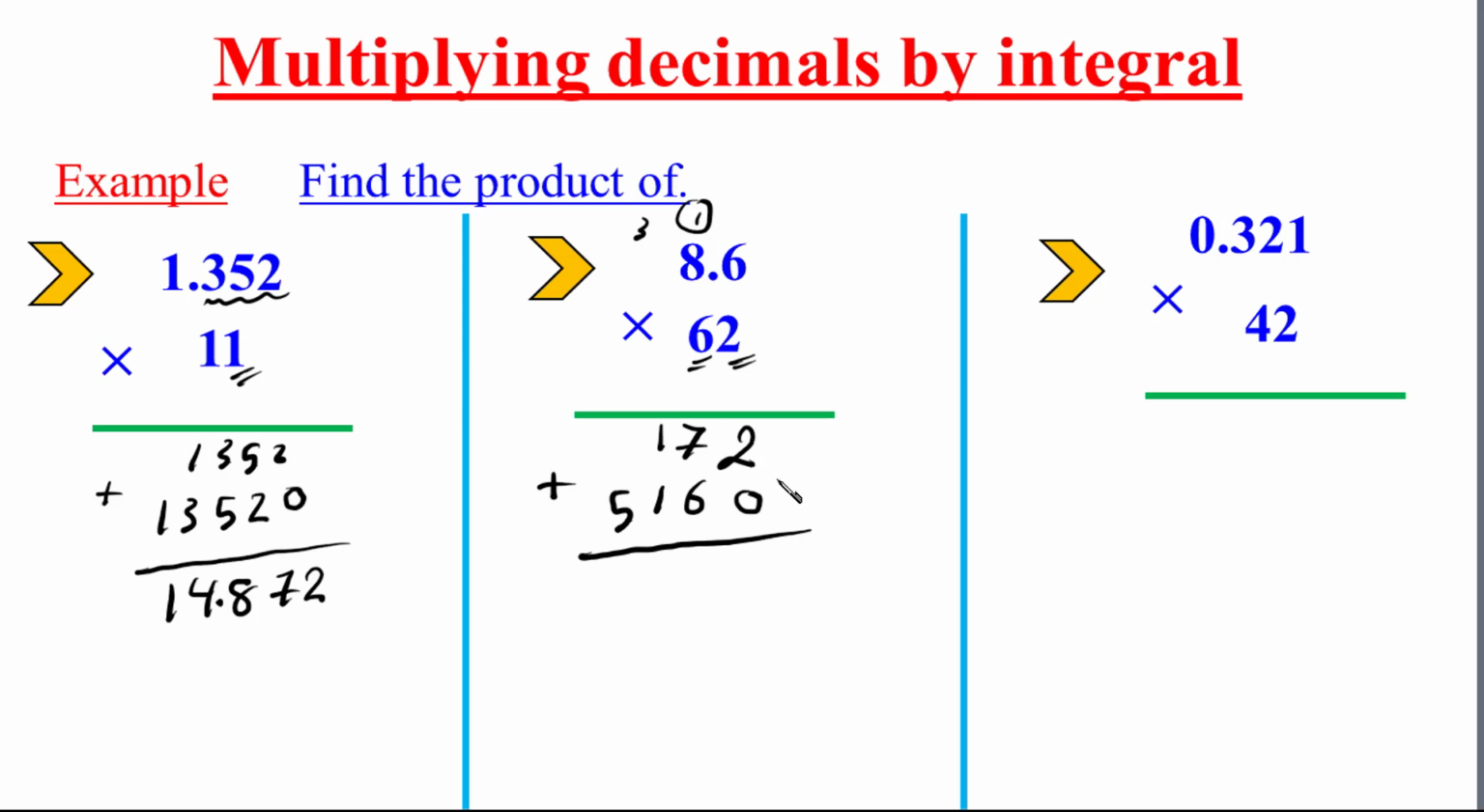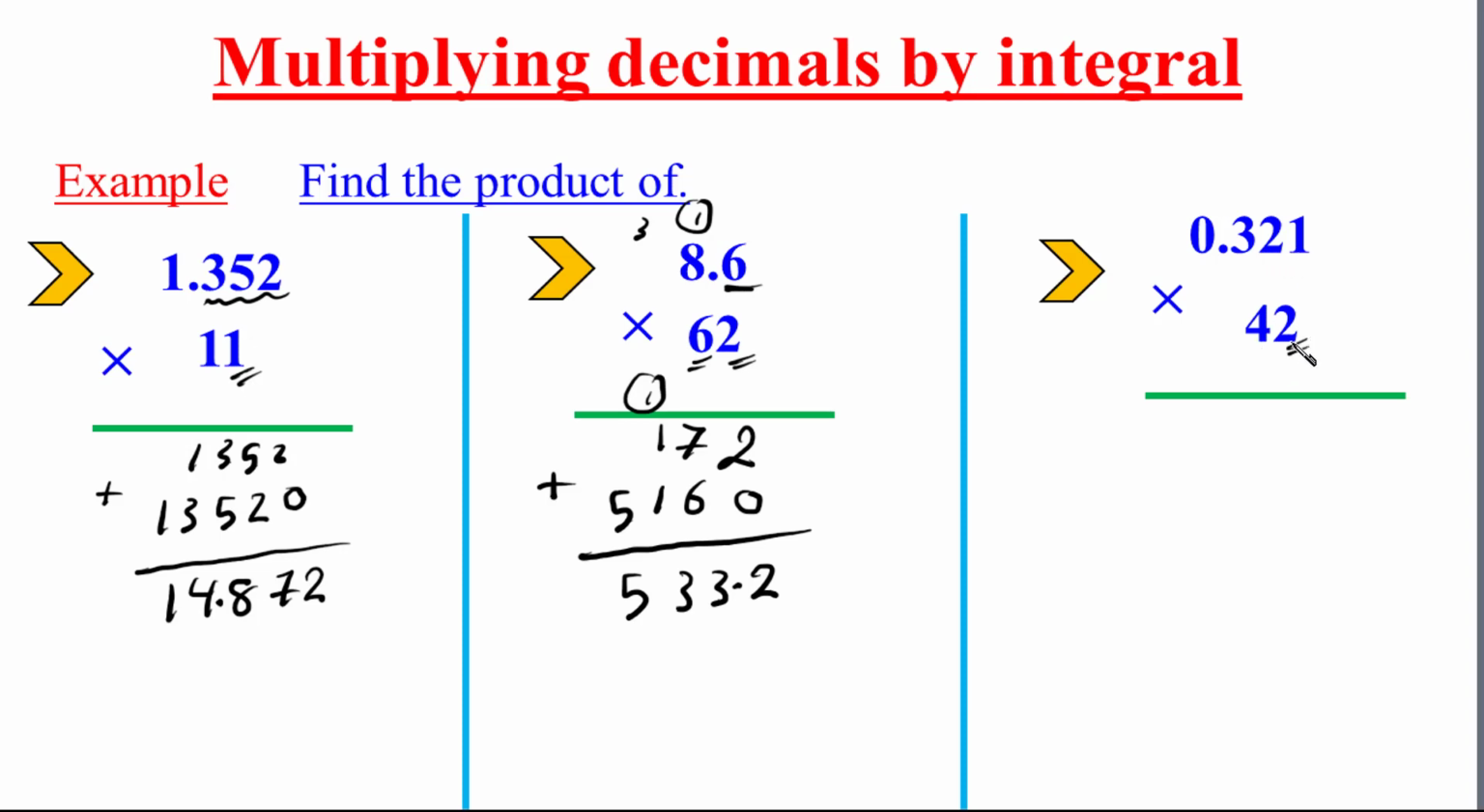Now we have here 2 plus 0 equals 2, 7 plus 6, it will be 13, write 3 and carry 1 over 1, it will be 2, 2 plus 1 equals 3 and bring down 5. Insert the decimal point after 1 digit from the right, because we have here the decimal point after 1 digit from the right, it will be here. The product will be 533.2. Next, ignore the decimal point, it will be 321 times 42.